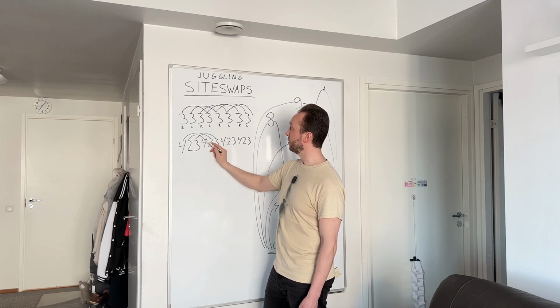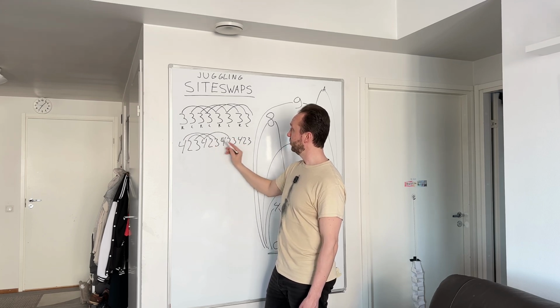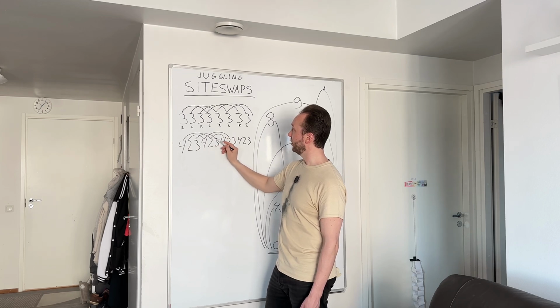And again, it goes 4 beats. 1, 2, 3, 4. It goes there in the 2. Now we have 2 beats. And yes, we have a ball here. This is the next one. It goes 3 beats and like that.